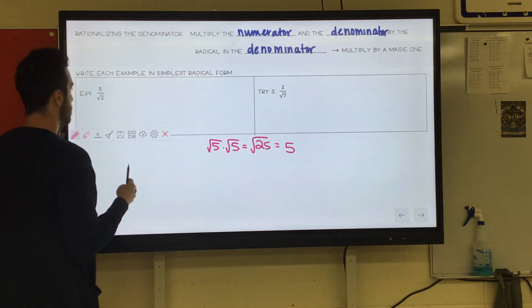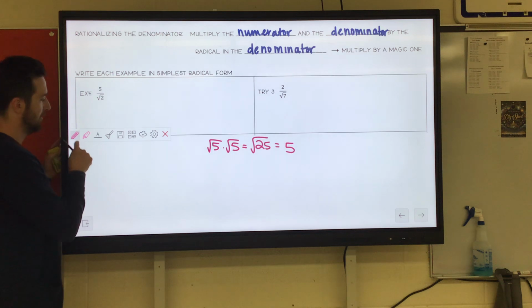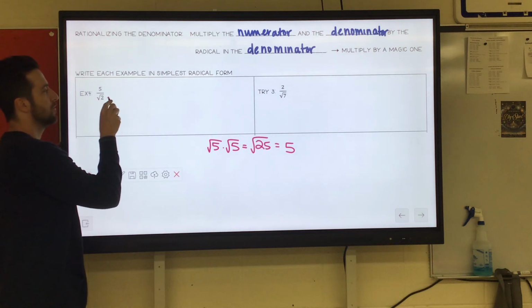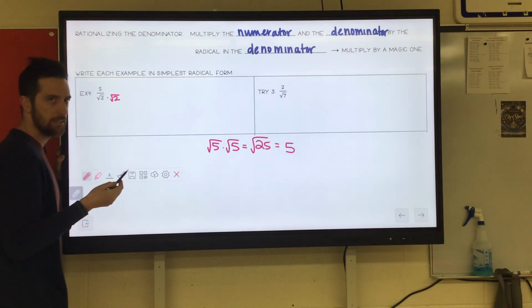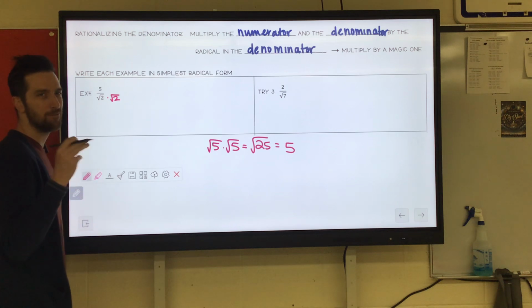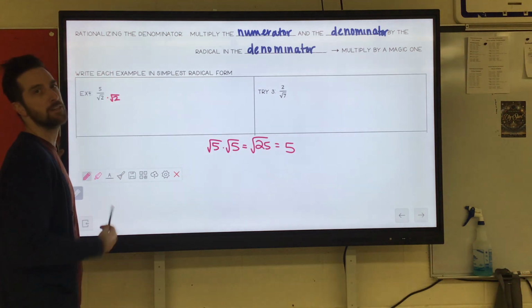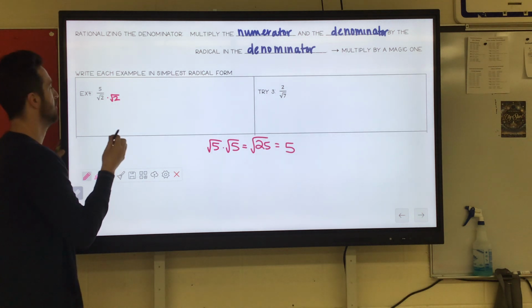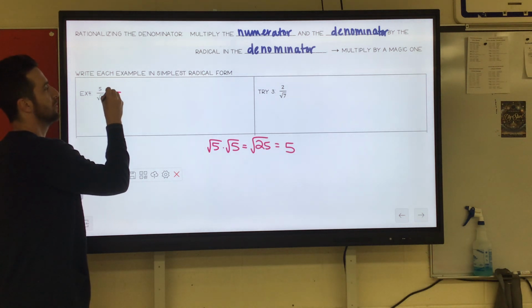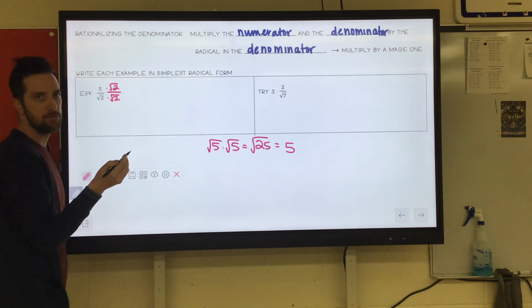So if you look here, we have root 2 in the denominator. So we're going to multiply it by a root 2, and that'll turn into a whole number then. But remember, when you change a fraction, if you multiply the denominator by something, you have to keep it balanced and also multiply the numerator by that. So we're going to multiply the numerator by root 2.